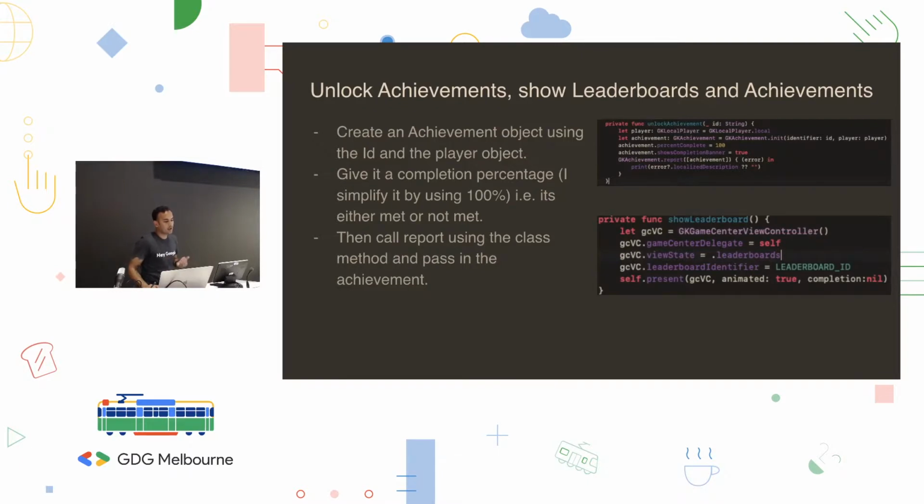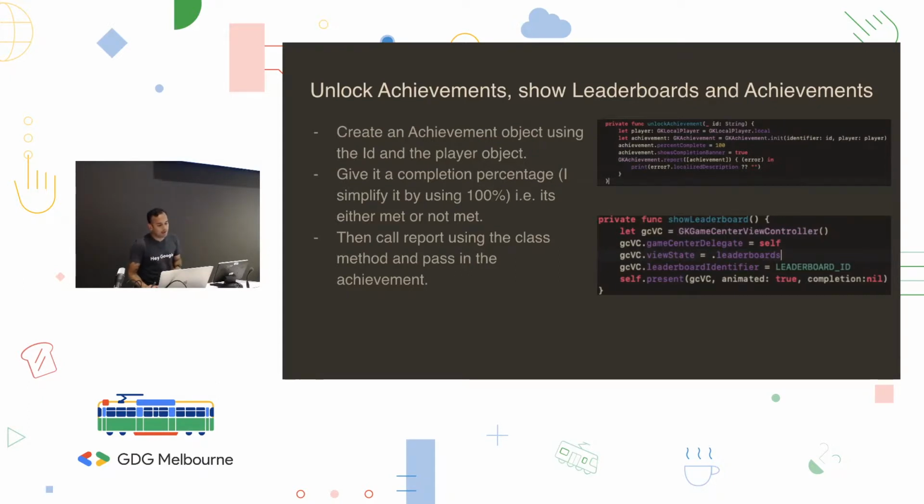Same deal as leaderboards for achievements. So you create an achievement object using the ID that you generated initially, and then you kind of wrap it around the GKScore. Give it a completion percentage. So you can actually have a semi-unlocked achievement in iOS. And it's the same deal in Android too, but I never end up using it because you don't want to constantly be prompting the user. And then you just go to follow the report.